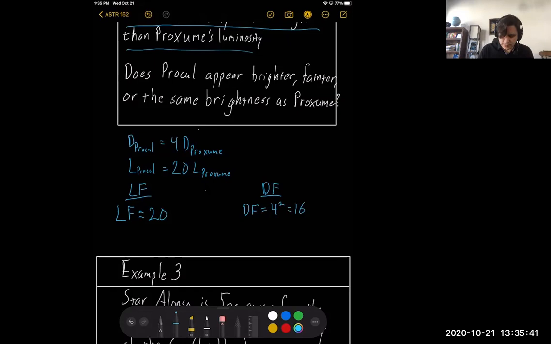Okay, so the natural brightness is trying to make it 20 times brighter. The 4 times further away is trying to make it 16 times dimmer. The 20 times brighter is larger. It wins. It outweighs how much it's getting dimmed by the extra distance. So here we would have that Procule is brighter.